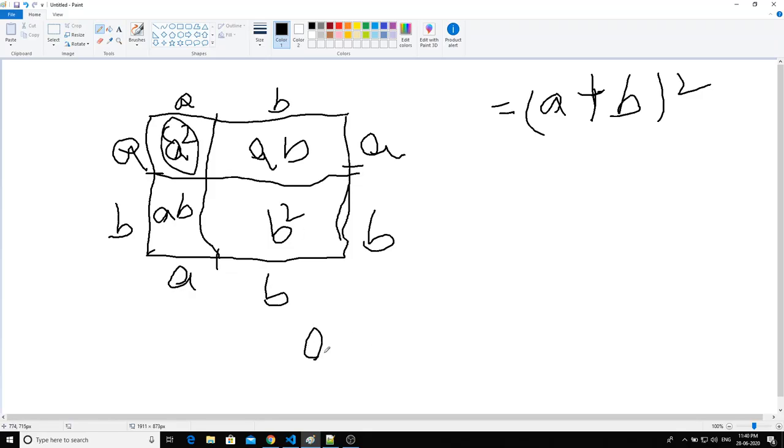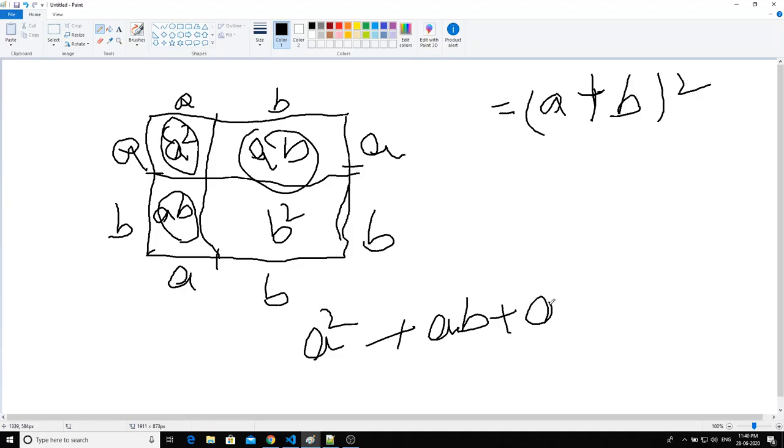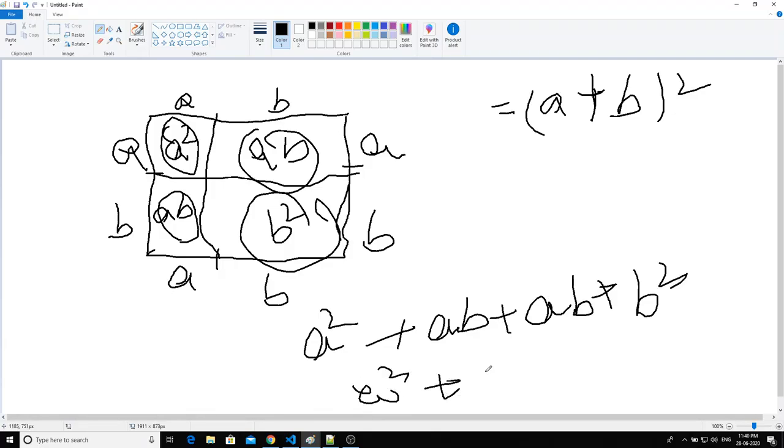Now if we calculate the total area of the square, it will be this one a square, plus this one ab, plus this one ab, plus this one b square. So the total will be a square plus 2ab plus b square. Yeah, we solved the mysterious puzzle today.